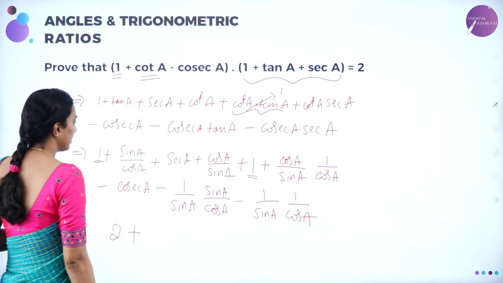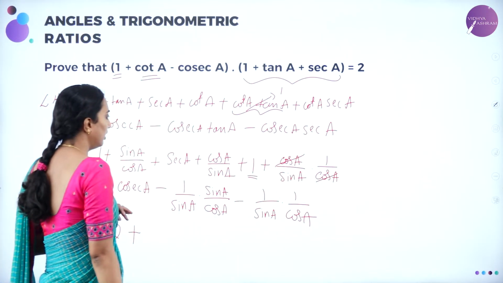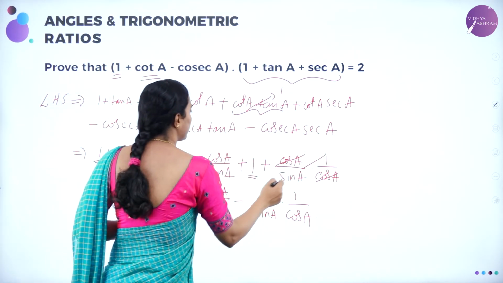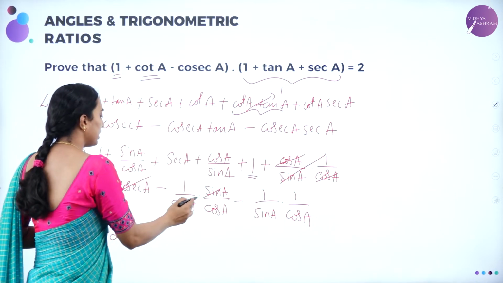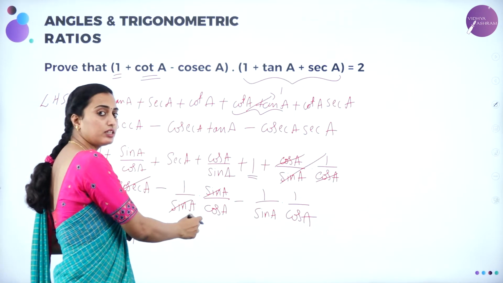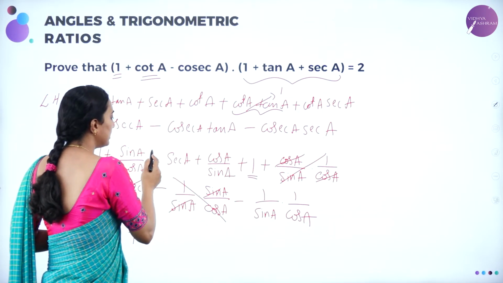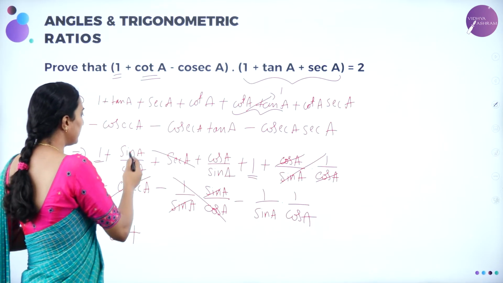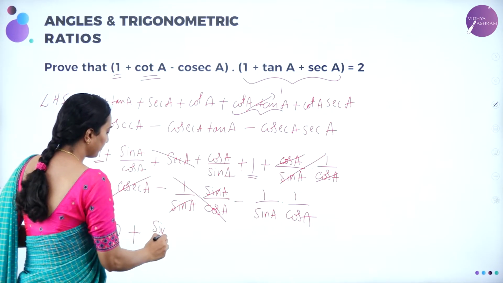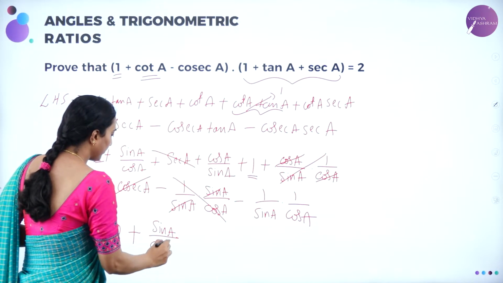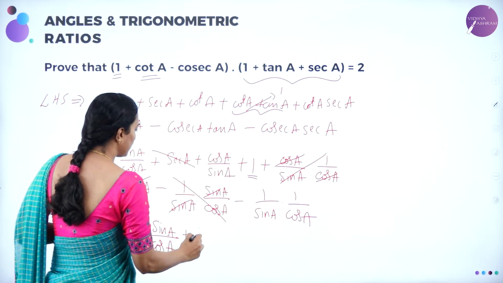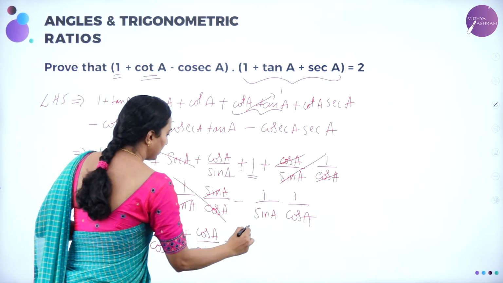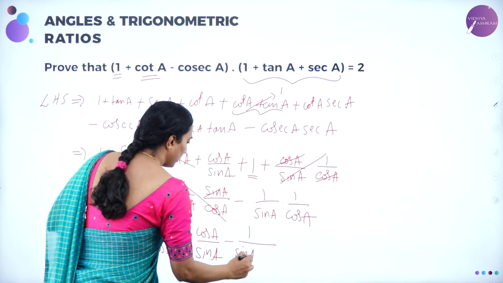So 2 plus cos A will get cancelled here. 1 by sin A is cosecant A, minus cosecant A plus cosecant A will get cancelled. Again sin by sin will get cancelled. 1 by cos A is nothing but secant A. Secant A minus secant A will get cancelled. Already 1 plus 1 we have written as 2, plus remaining is sin A by cos A, plus cos A by sin A, and the last term minus 1 divided by sin A into cos A.